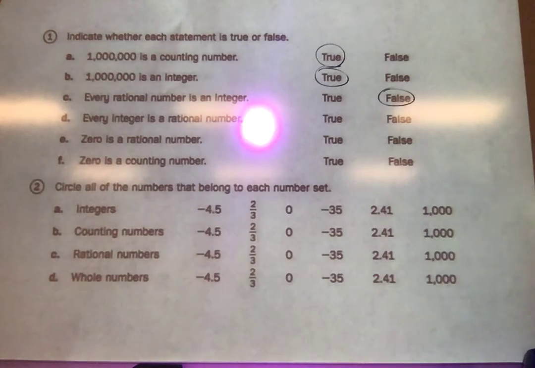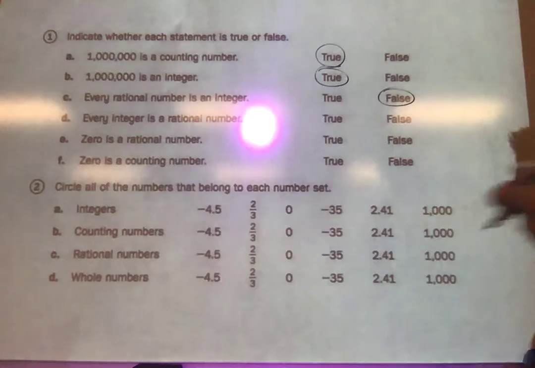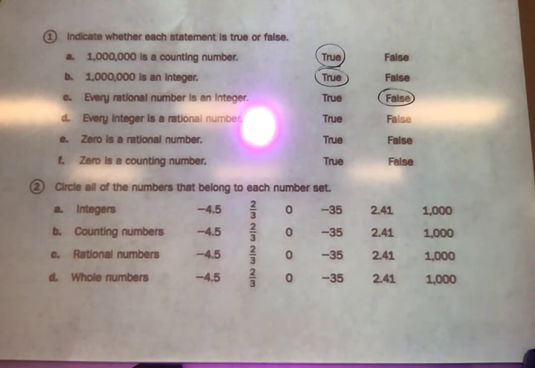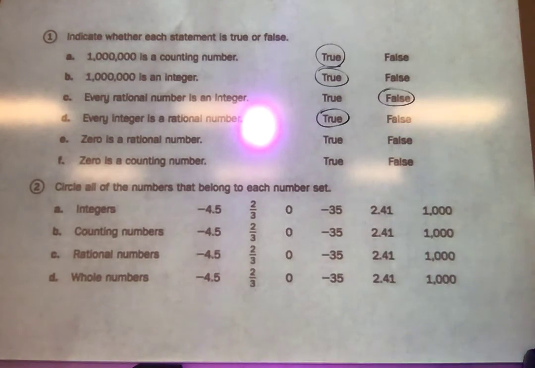Question C, every rational number is an integer, and this is false. Anything that can be a fraction is a rational number. That's not always an integer because an integer has to be a whole number or its opposite, and rational numbers aren't always whole numbers. Question D, we're going to reverse it here, and it says every integer is a rational number. In that case, this is true because every integer can be a fraction. We can make whole numbers into fractions by placing a 1 under them. So in that case, this is true.